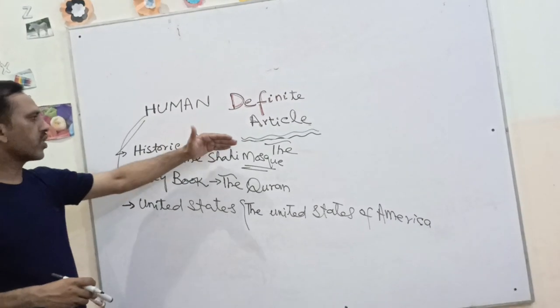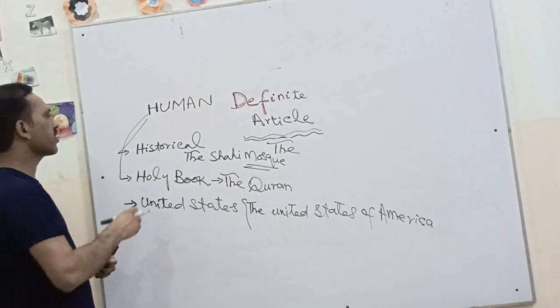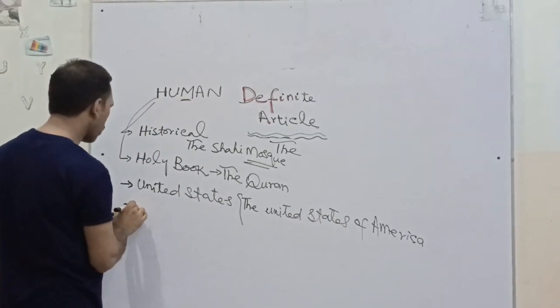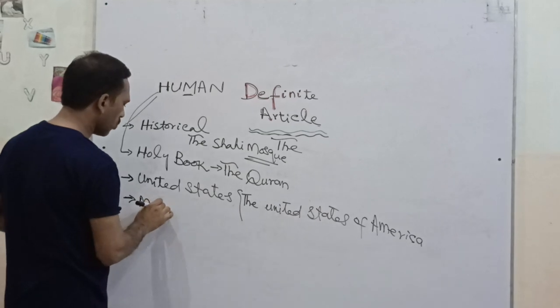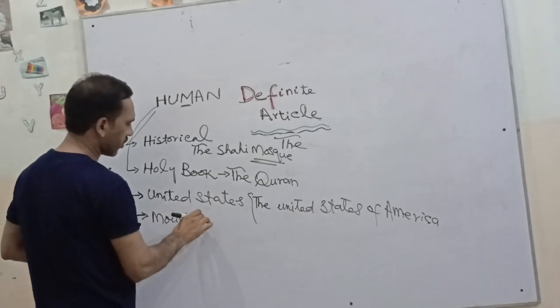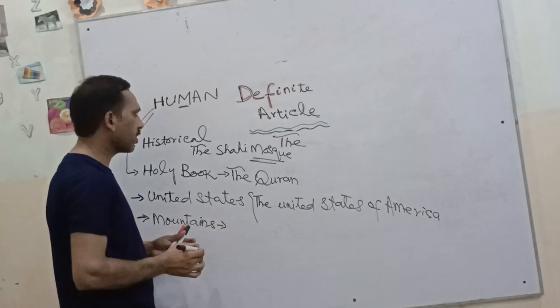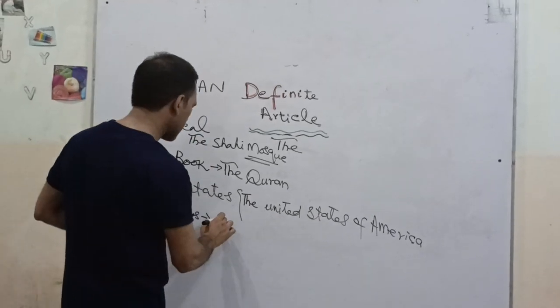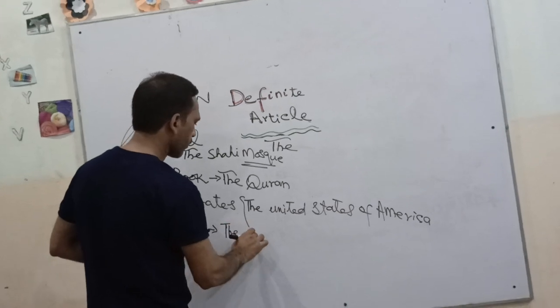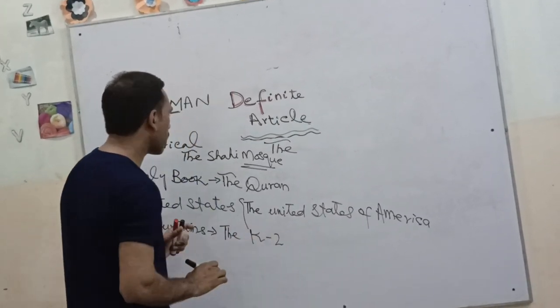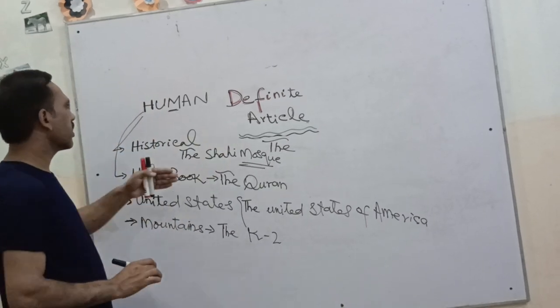The other use of "the" as a definite article is with mountains. "The" is used with all the mountains. An example of a mountain is the K2.